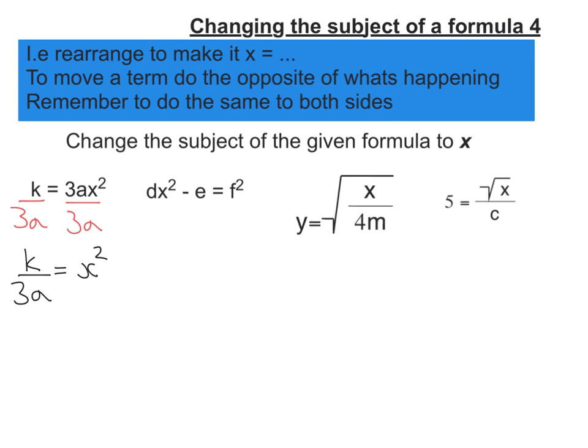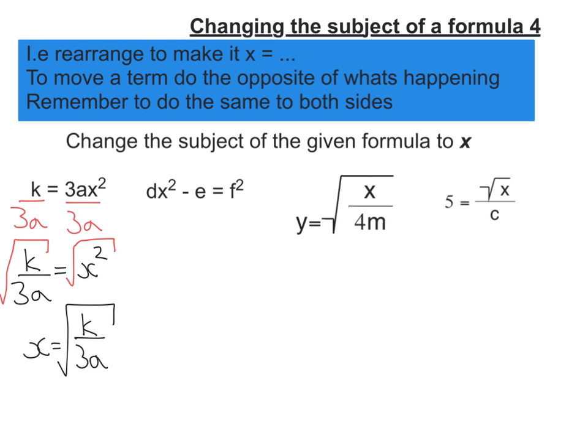Now I've got the term with the power on its own, I'm now going to do the opposite. So it's squaring, so the opposite of that is square rooting. So I'm going to square root both sides. That's why it's important to move everything first. And that leaves me with, after flipping it, x is equal to the square root of k over 3a.